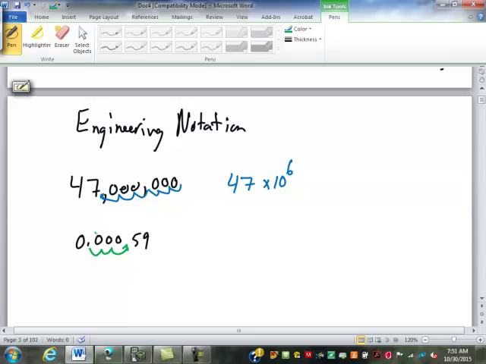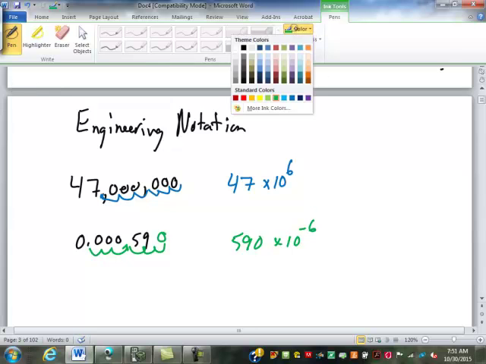Yeah, right now there's nothing in front of the decimal point except zeros. There has to be between 1 and 3 digits. So I have to go 4, 5, 6, and add a 0. That's 590 times 10 to the negative 6.